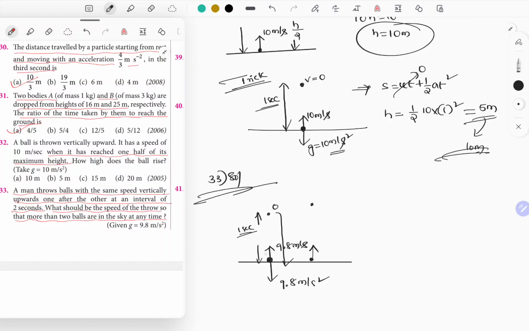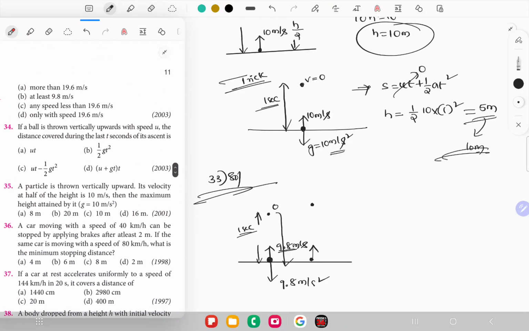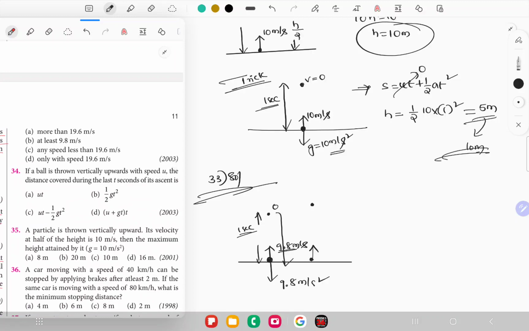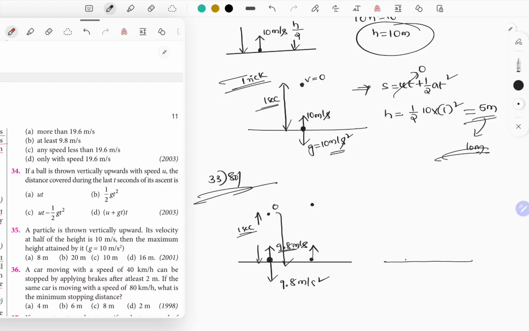Are you getting what I'm saying? First object I've thrown with 9.8 meter per second, its velocity is going to be zero within 1 second, because acceleration due to gravity is 9.8 meter per second square. After throwing the first ball, the second ball is thrown immediately. So by the time the first ball comes down, the second ball goes to maximum. These two are not in the space at the same time. If I throw the object with 9.8 meter per second, do I have to throw with the same 9.8 meter per second or more than that? I should throw with more than that. That more than that is going to be the option which matches 19.6.